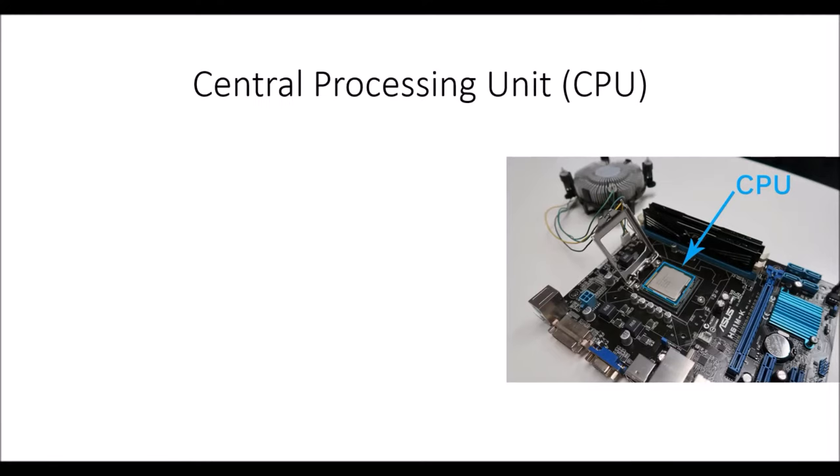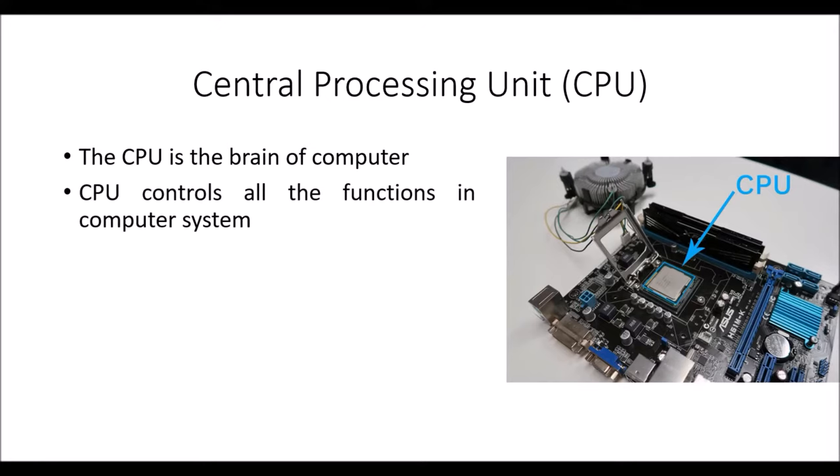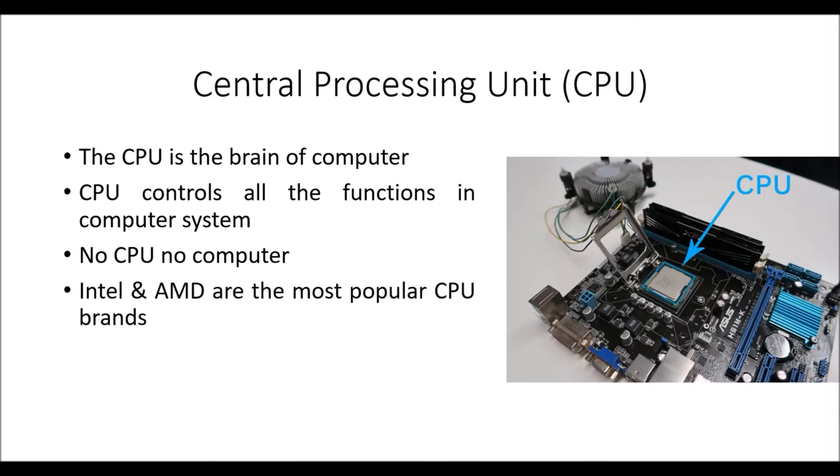That's what you call a processor, with a central processing unit, CPU. Some people used to call it processor. So CPU basically is the brain of the computer, and the reason why they call it the brain of the computer is because it's the one that is executing every single task. So in your computer, the CPU controls all the functions in your computer system. If there is no CPU, no processor in your computer, then it means there is no computer, because this processor is the one controlling every single thing you have in your computer.